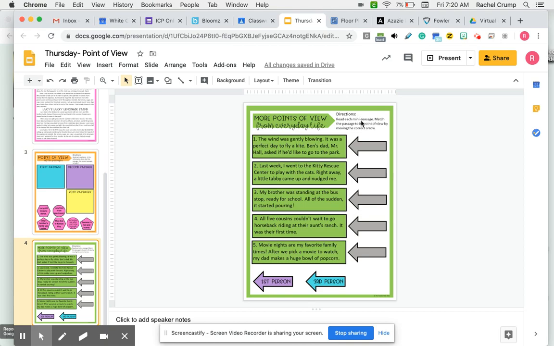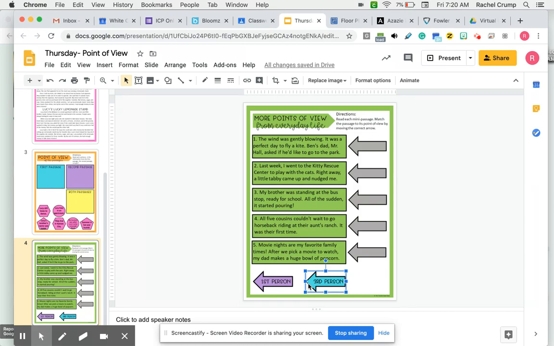Here, it says read each mini passage and match the passage to its point of view. So remember, first person, you're looking for the word I. It is told from the narrator's own perspective. That means they were there and they're telling exactly what they saw and how they experienced things. Third person is as if the person is telling the story of someone else. So maybe they weren't there, maybe they heard the story from someone else and told it in their own point of view.